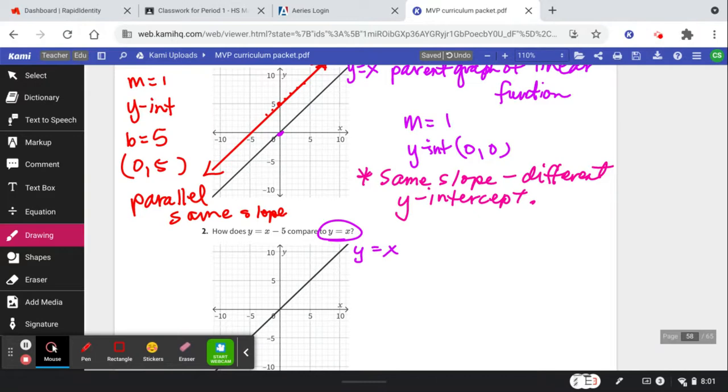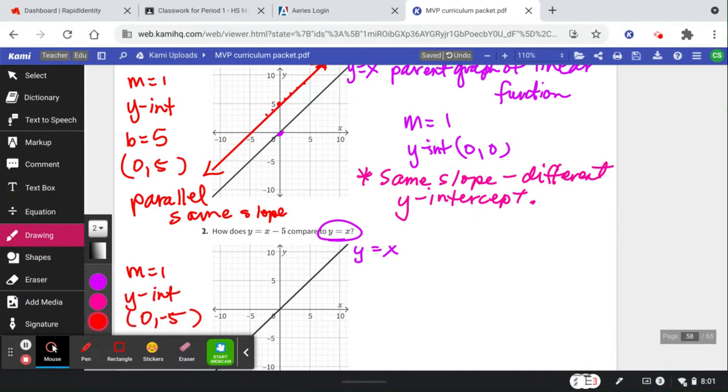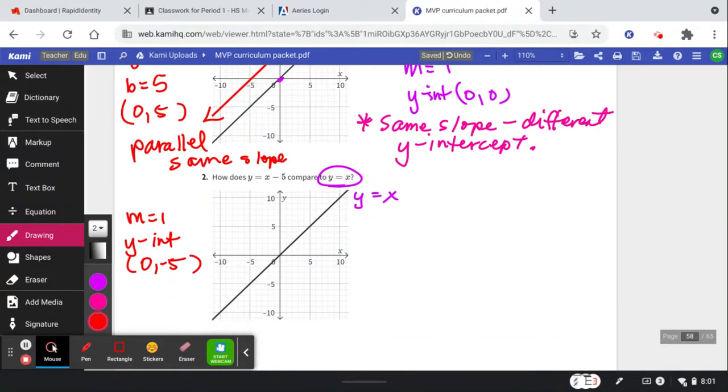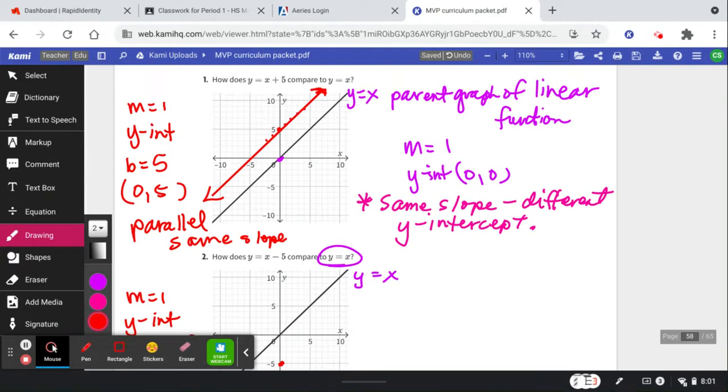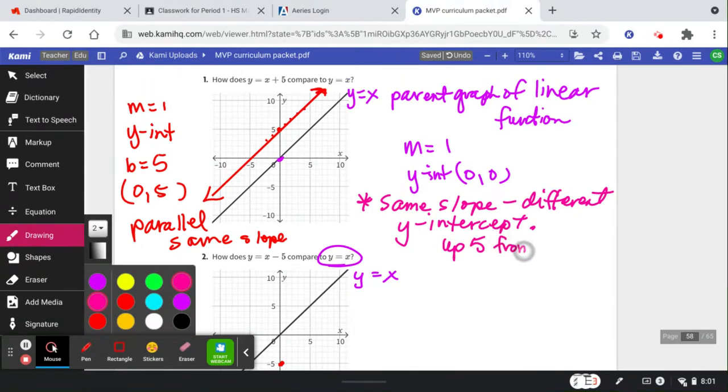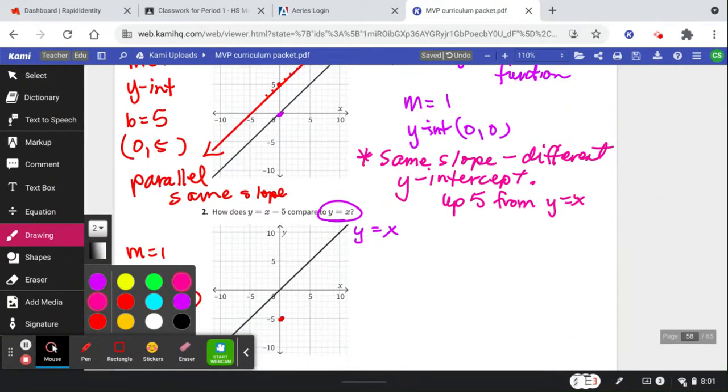We know that the slope is 1. We know that that starts at the origin. So go look at the new one. y equals x minus 5. So same as before. This has a slope of 1, but the y-intercept is different. The y-intercept is (0, negative 5). So it's down 5 from my original graph. So this one up here was up 5 from original graph. And now this one's going to be down 5.